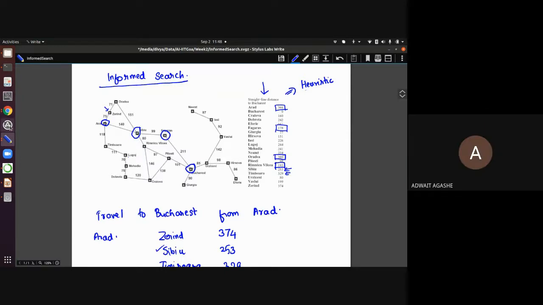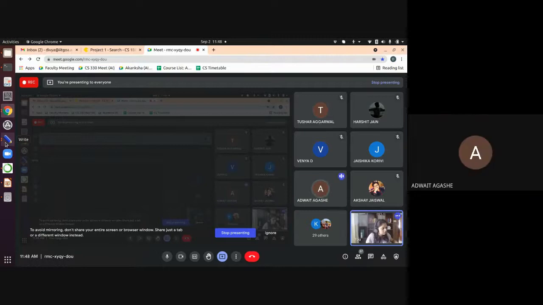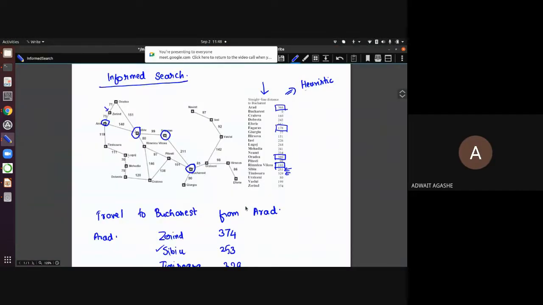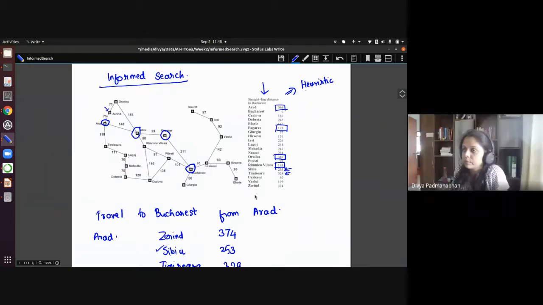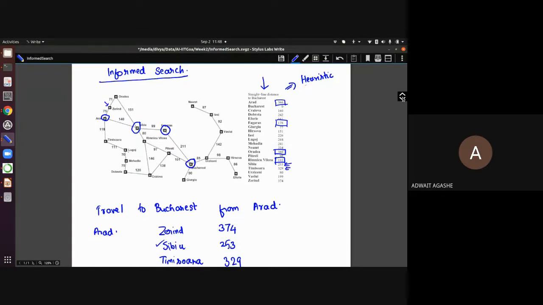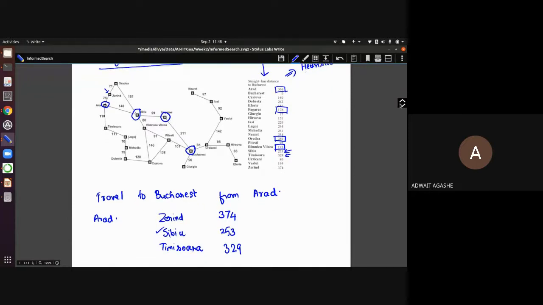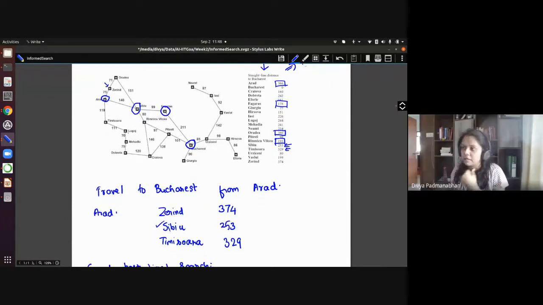Ma'am, I have a question. In this algorithm, we take the priority based on the heuristic cost, right? Yes. Could you just change the tab? I want to see the map. So first we are at Arad, right? After pushing in, let's say the second one was Sibiu. Is it guaranteed that we will reach the goal state? Because if that is true, then we don't need to push the rest of the neighbors, right? So it is not.